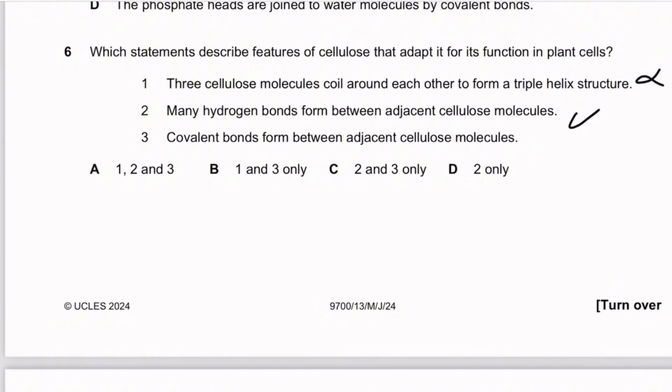And then covalent bonds form between adjacent cellulose molecules. Okay, no, covalent bonds do not form. Hydrogen bonds do form. Hydrogen bonds are intermolecular forces of attraction, not covalent bonds. Covalent bonds are really strong and hard to break. Hydrogen bonds are really weak and easy to break, so that's wrong. So it will be 2 only, D.